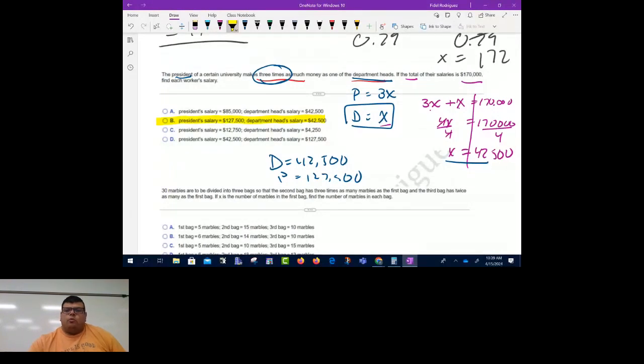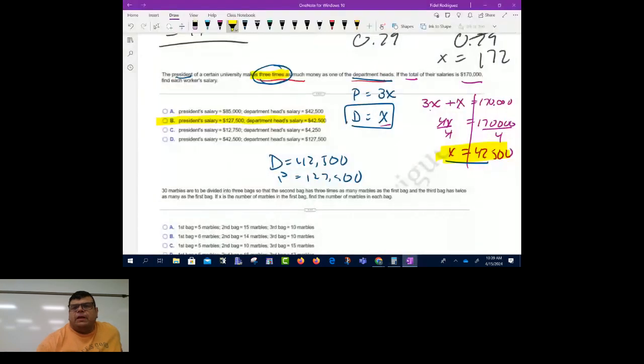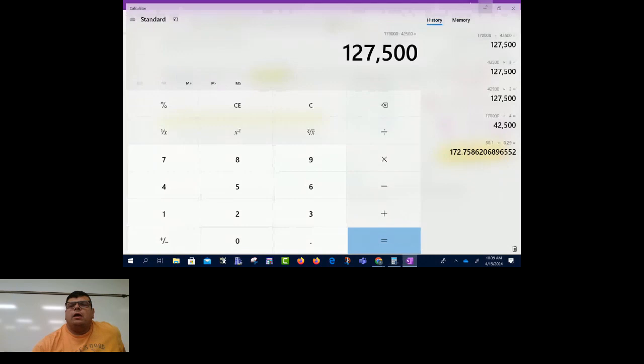So y'all, again, once I solved for X from here, the 42,500, remember it said the president makes 3 times that amount, right? So we took 42,500 and we multiplied it by 3, and that's how we got that number, right? Y'all, another thing we could have done was, remember what it said? It said that their salaries together was 170. Y'all, we could have done this too. 170,000 minus 42,500, and that would have told us whatever was left over, right? Okay.